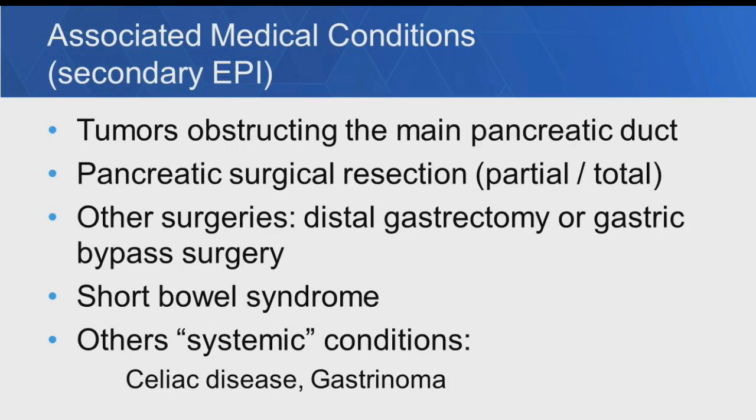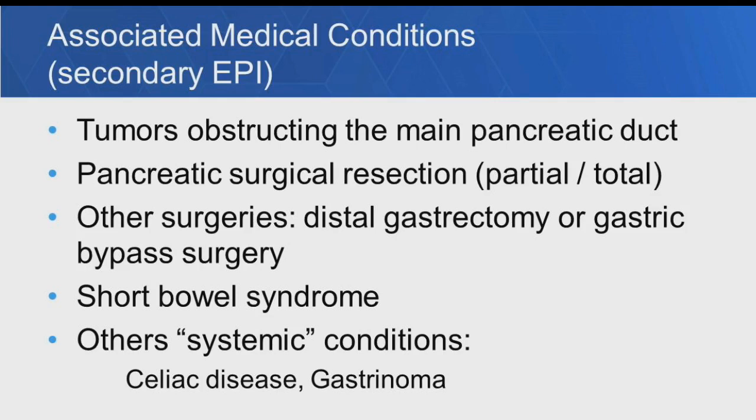What about secondary etiologies? You have tumor obstructing the main pancreatic duct. Unfortunately, we see this quite a bit, and these are patients with pancreatic cancers, the majority. Pancreatic surgical resections, partial, total, and here we're talking about benign and or malignant. Other surgeries like distal gastrectomy, gastric bypass surgery, as I just mentioned, there's not good synchrony of the enzymes in the food, so the food is being malabsorbed. Again, secondary causes: the pancreas is working well, the enzymes are there, but they're just not being mixed correctly.